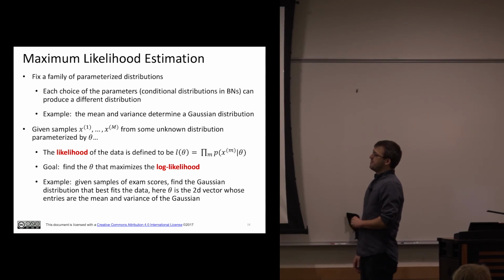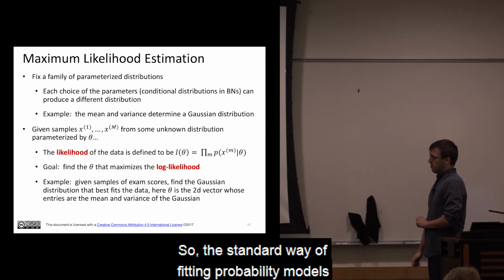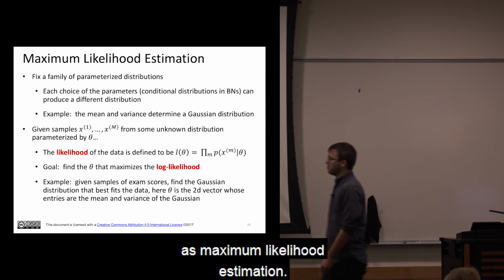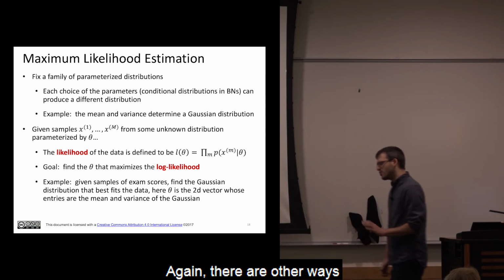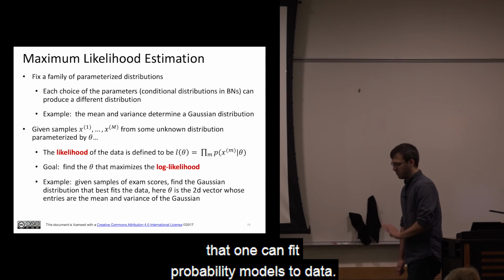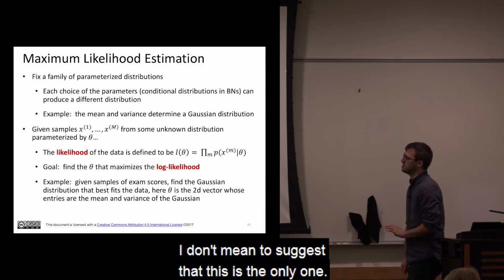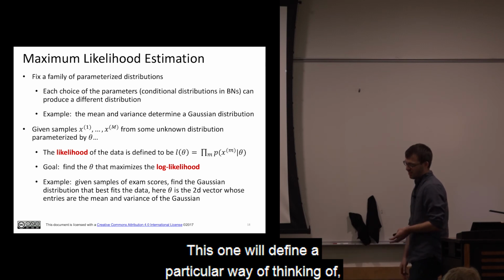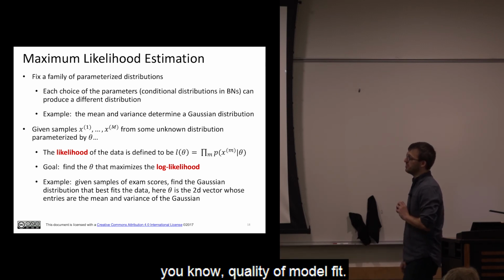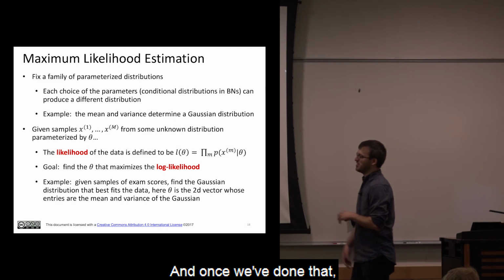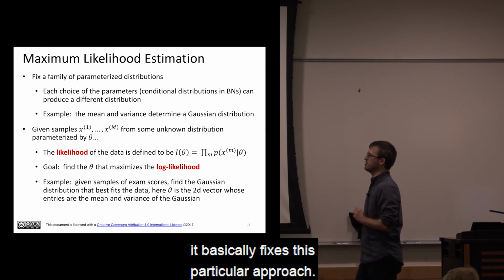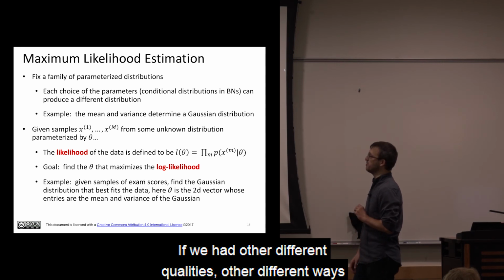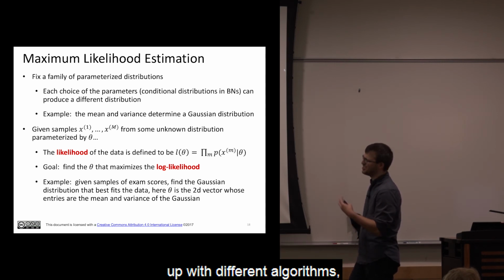The standard way of fitting probability models to data is done by a procedure known as maximum likelihood estimation. Again, there are other ways that one can fit probability models to data. I don't mean to suggest that this is the only one. This one will define a particular way of thinking of quality of model fit, and once we've done that, it basically fixes this particular approach. If we had other different ways to assess model fit, you would end up with different algorithms, but the procedure would be very much the same.